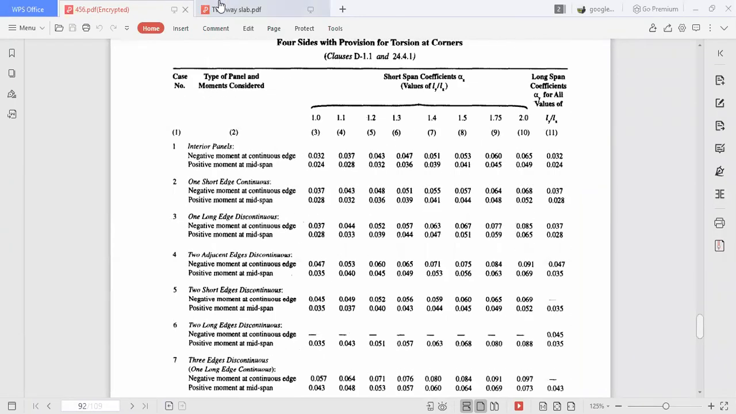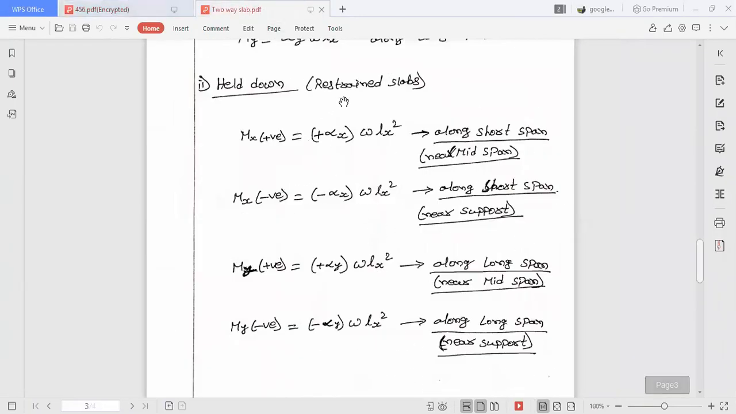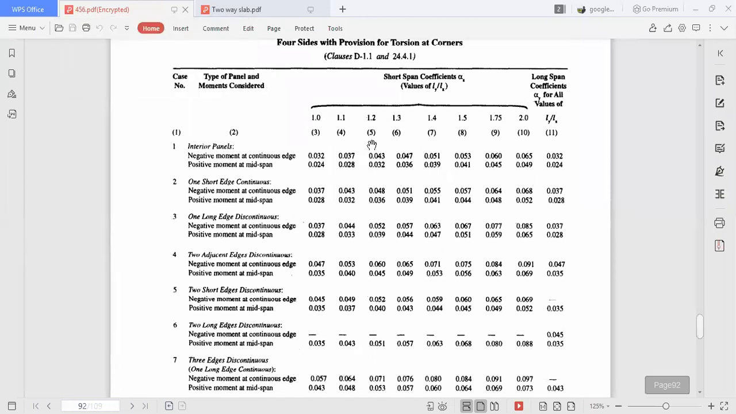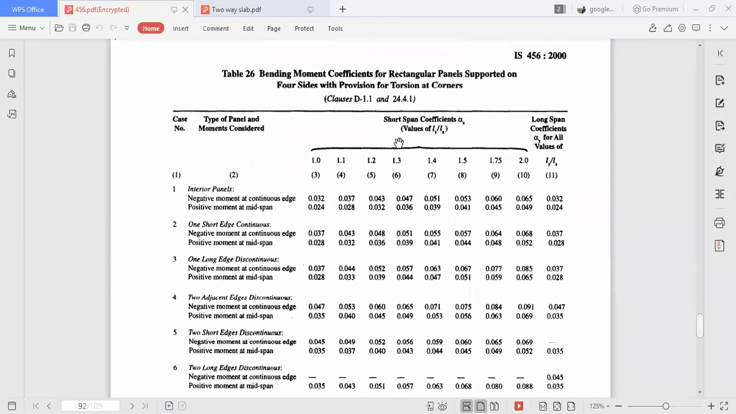Coming to today's session, let us discuss restrained slabs moment coefficients, which are alpha x positive, alpha x negative, and alpha y positive and alpha y negative. Let us discuss these four coefficients. These four coefficients do not only depend on the Ly by Lx ratio. Yes, it mainly depends on the Ly by Lx ratio, but I'm saying that it is not only dependent on that. It depends on some other factors also.